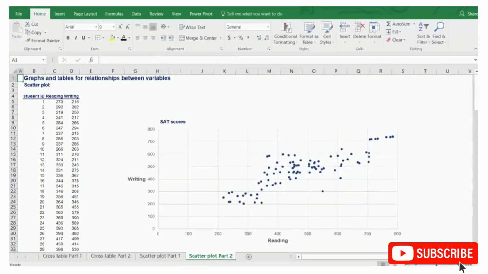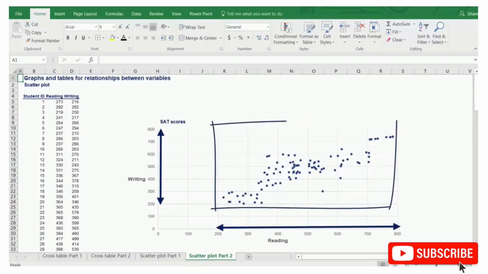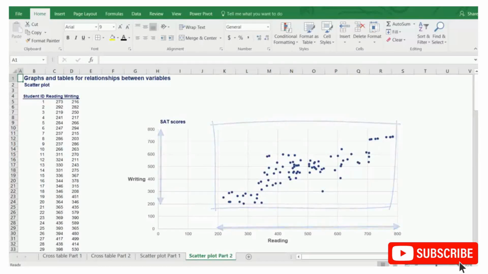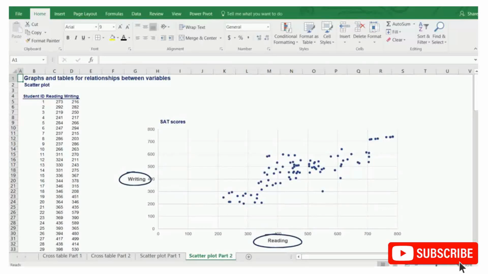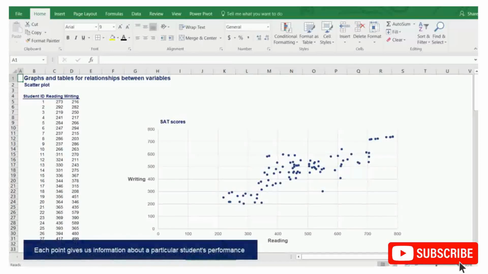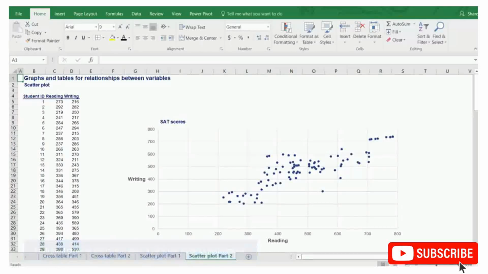Alright, first, SAT scores component range from 200 to 800 points. That is why our data is bounded within the range of 200 to 800. Second, our vertical axis shows the writing scores, while the horizontal axis contains the reading scores. Third, there are 100 students, and their results correspond to a specific point on the graph. Each point gives us information about a particular student's performance. For example, this is Jane. She scored 300 on writing, but 550 on the reading part.